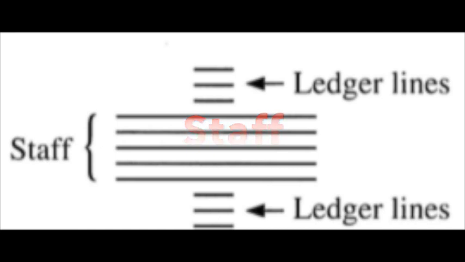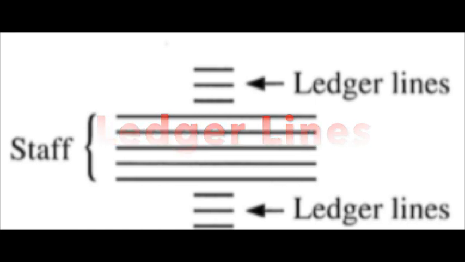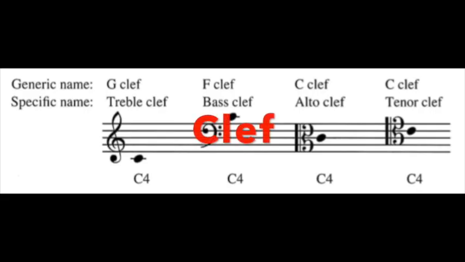A staff consists of 5 lines and 4 spaces, but it may be extended indefinitely through the use of ledger lines. Here we see 3 ledger lines above and 3 ledger lines below the staff of 5 lines. A clef must appear at the beginning of the staff in order to indicate which pitches are to be associated with which lines and spaces. The 3 different clefs commonly used today are shown here, and the position of C4 in each is illustrated.